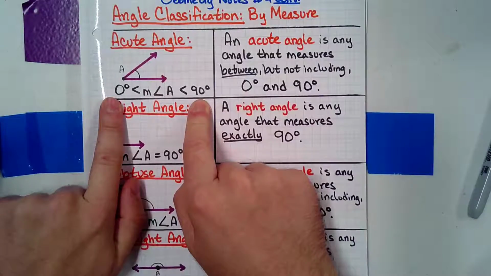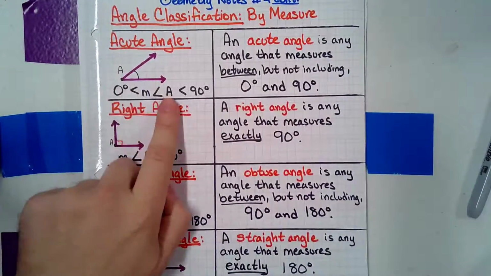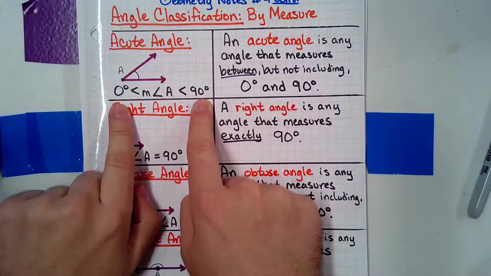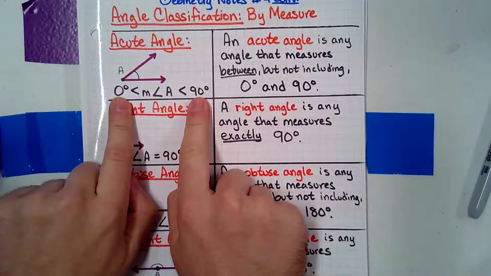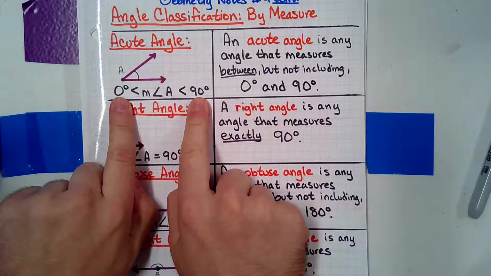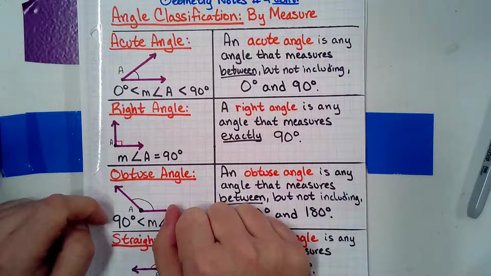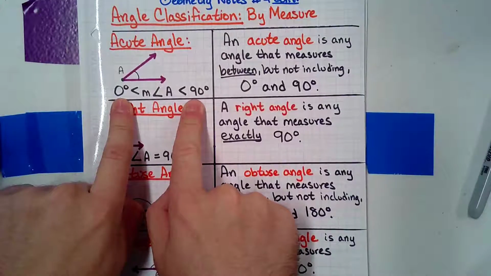Does that make sense? It's like saying I'm thinking of a number between 1 and 10, can't be 1, can't be 10, right? I'm thinking of a number between 0 and 90, can't be 0, can't be 90. That's an acute angle. Another way to say that is non-inclusive. So measure of angle A is between 0 and 90, non-inclusive. That's a little more mathy, right? But it's a lot better than 0 is less than measure of angle A is less than 90. Measure of angle A is between these two. That's how we say that.